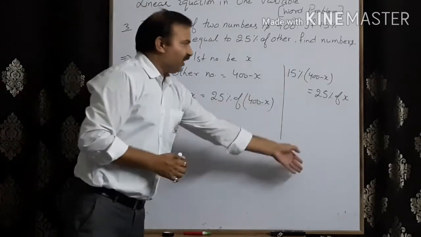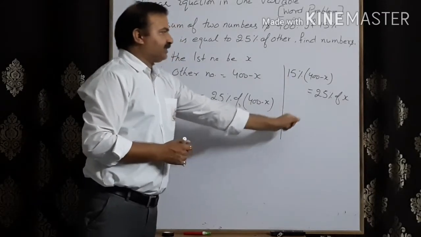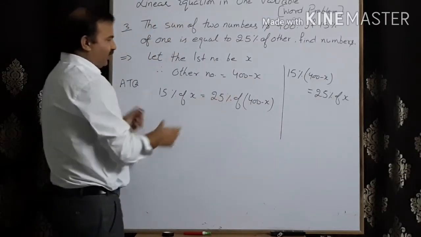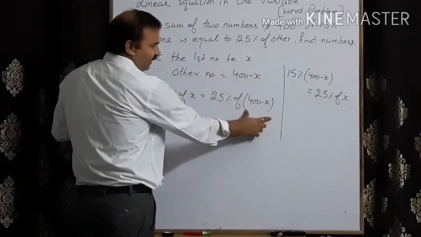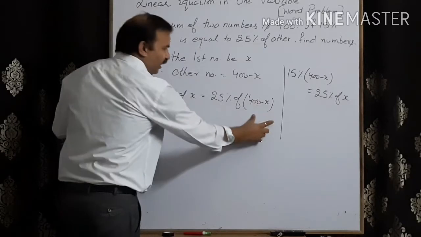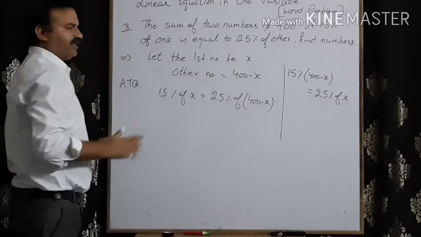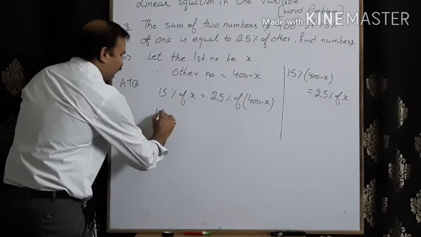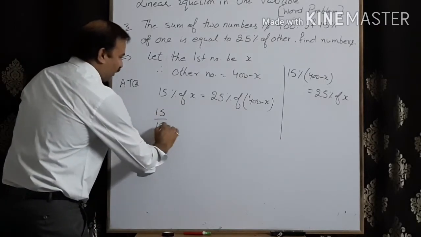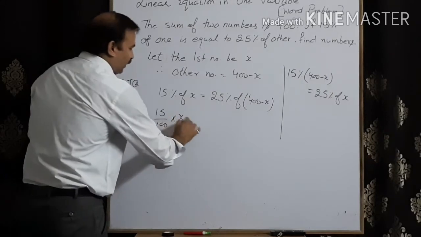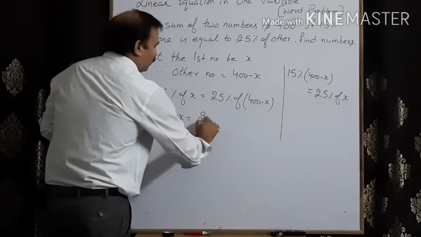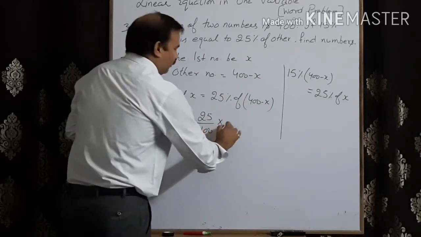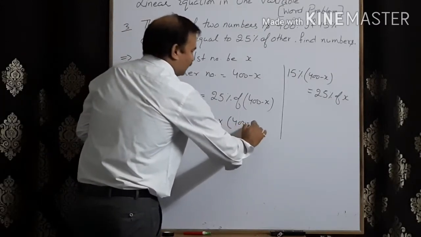If you do it this way, 15% of 400 minus x is equal to 25% of x. What I did is, I shifted x to this side in place of 400 minus x, and 400 minus x to the left side, nothing else. Now 15% means 15 upon 100, of means multiply, x is equal to 25%. 25% means 25 upon 100 multiplied by 400 minus x.